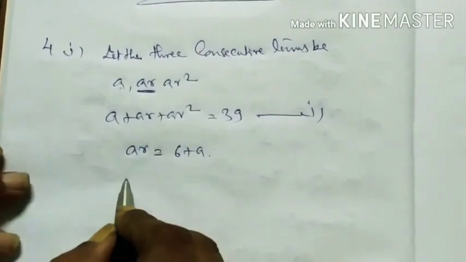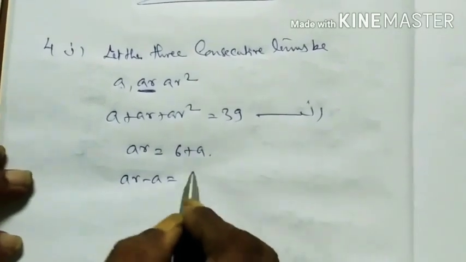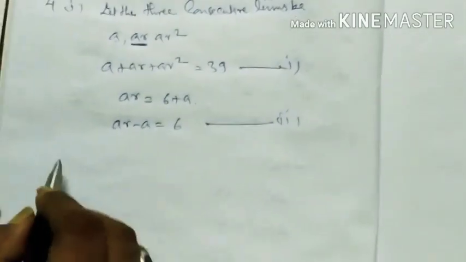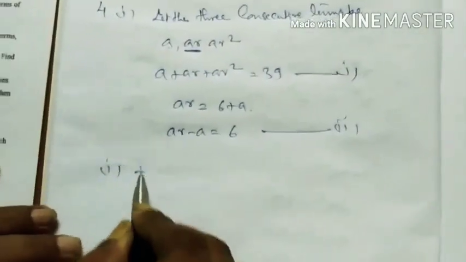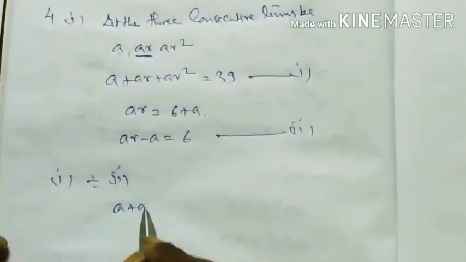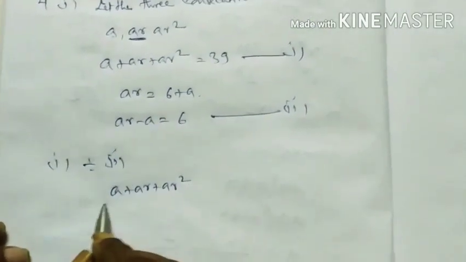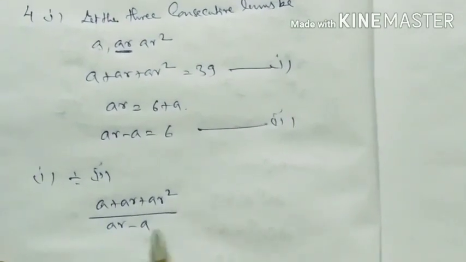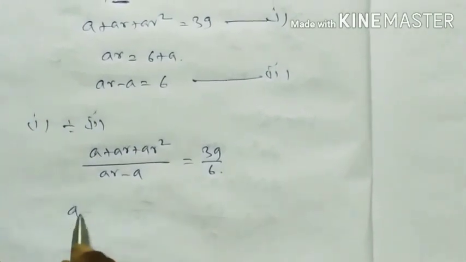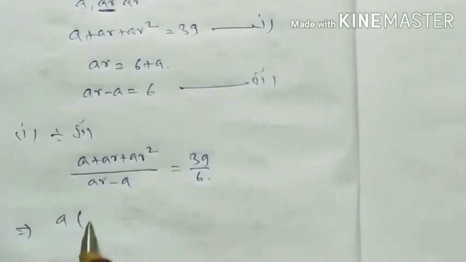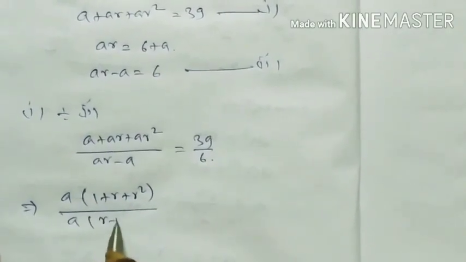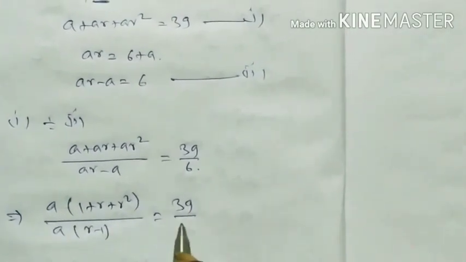So AR minus A is equal to 6. This is your equation 2. Now I am going to divide 1 divided by 2. What do we get? A plus AR square by AR minus A is equal to 39 by 6. Now A common, 1 plus R square. Here also A common, R minus 1 is equal to 39 by 6.